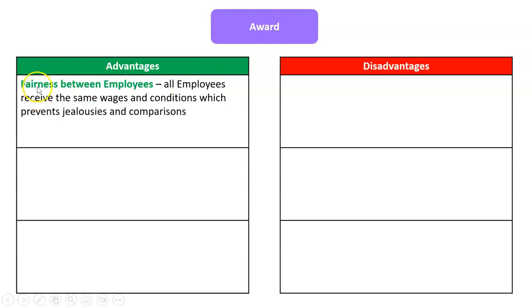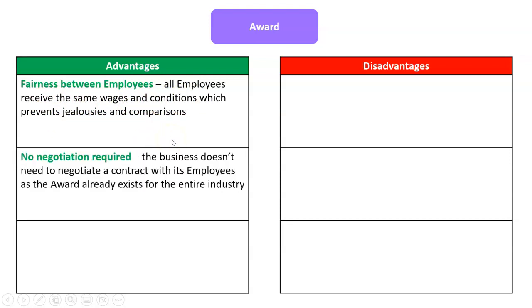Well, one, it ensures fairness between employees. All employees receive the same wages and conditions, which prevents jealousies and comparisons between workers. Now, if I'm an employer, this is huge. No negotiation is required. Let's say I'm setting up a brand new mine today, like a whole new business, right? And I've got to find a contract for everyone. Well, with the award, it's already been negotiated. We'll look at how it's negotiated in the next video, but it's already done.